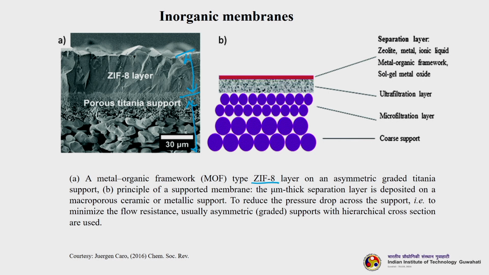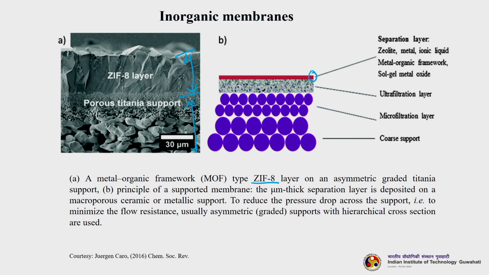So, it tells about the principle of a supported membrane, and you can see that the micron thick separation layer is deposited on a microporous ceramic or metallic support. So, this is the separation layer, this red one you can see. This is the separation layer, actually this will do the separation and this is made up of either zeolite, metal, ionic liquid or MOF by Sol-Gel method usually.